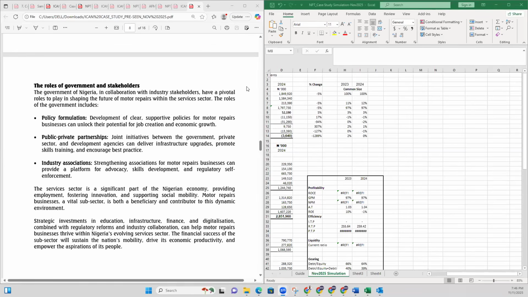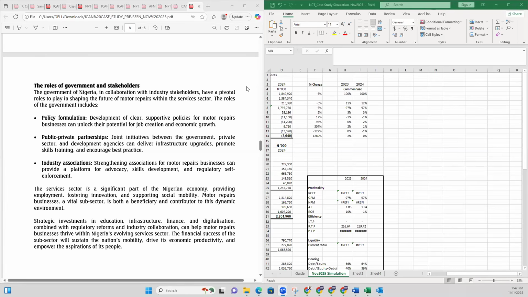The roles of government and stakeholders. The government of Nigeria, in collaboration with industry stakeholders, have a pivotal role to play in shaping the future of motor repairs within the services sector. The roles of the government include policy formulation, development of clear, supportive policies for motor repairs businesses can unlock their potential for job creation and economic growth.